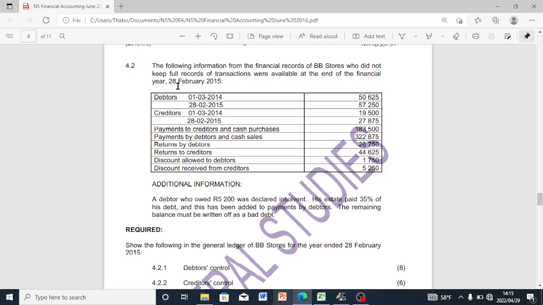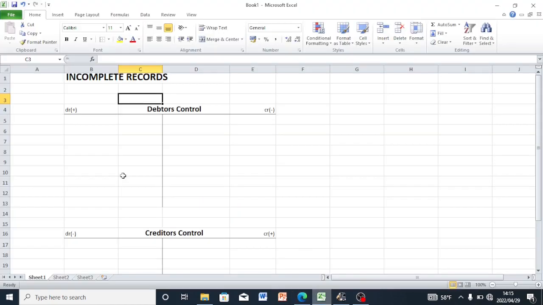So on the 28th February 2015, meaning that our year begins on the 1st of March 2014. So we are going to start with our debtors control. As always, we are going to be using our Excel spreadsheet as our answer sheet. So we are going to start with our balance, which is the balance brought down.